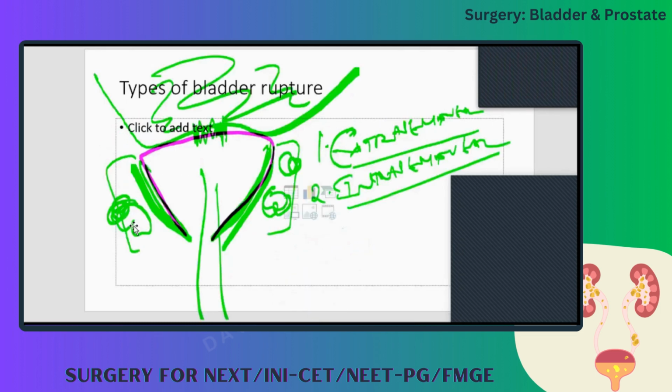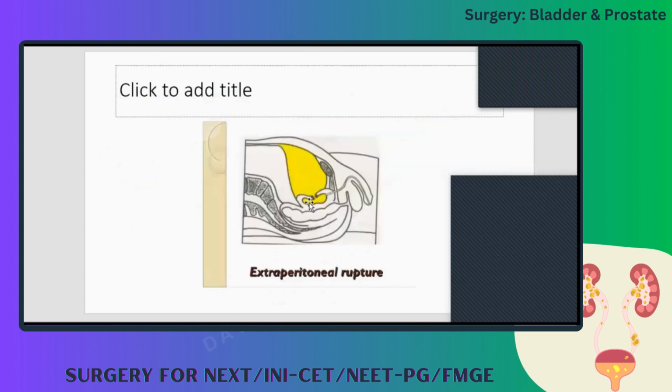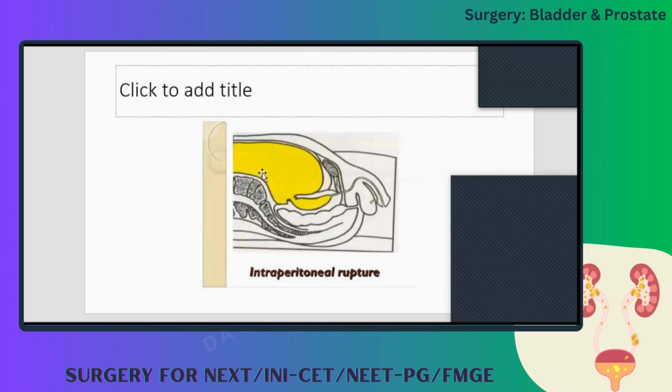We'll complete it. So see here, this is an extraperitoneal rupture. This is the peritoneum here, this is the peritoneum and the bowel loops here. So here it is extraperitoneal injury. This is the intraperitoneal injury. The fluid has entered into the peritoneum.